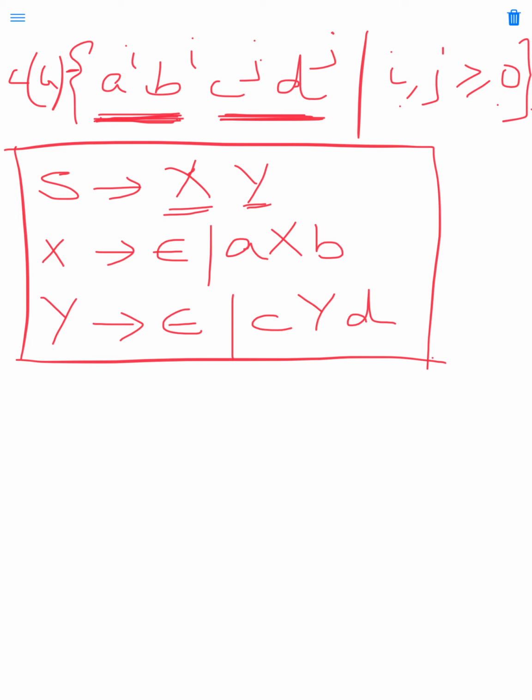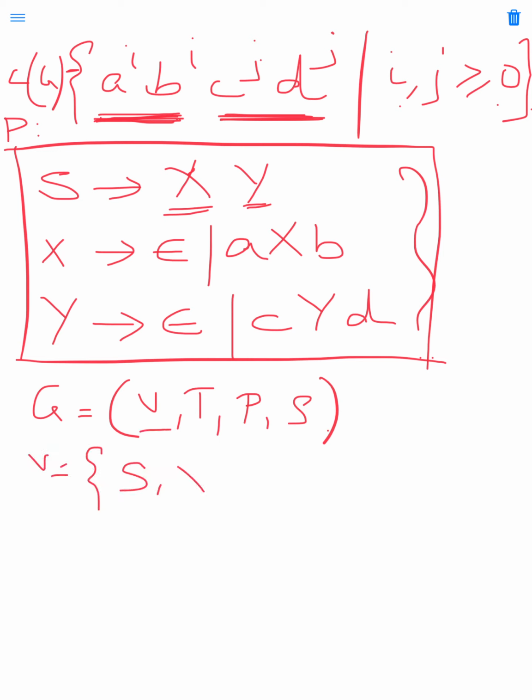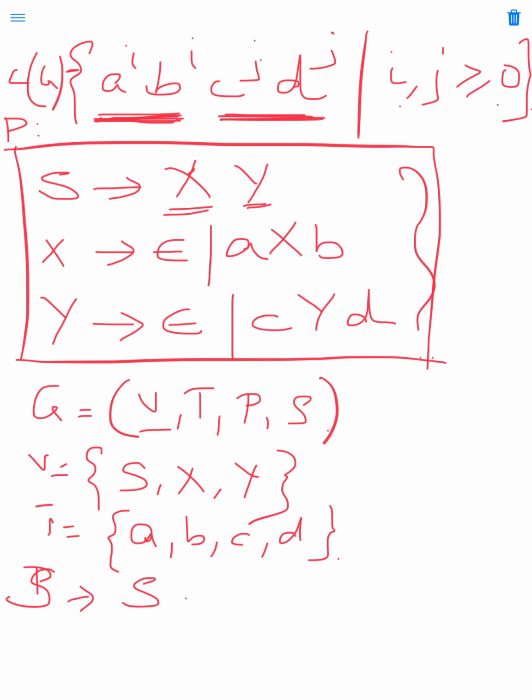So when you write for the exam, you have to define the tuples for each grammar. G is equal to (V, T, P, S), and P is defined as this set of productions. V will be the variables, which is S, X, Y. T will be terminals. Here it is A, B, C, D. And S will be the start symbol. Here S is S itself. Okay, start symbol.